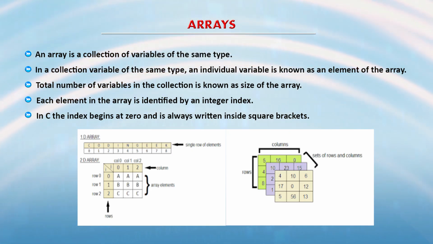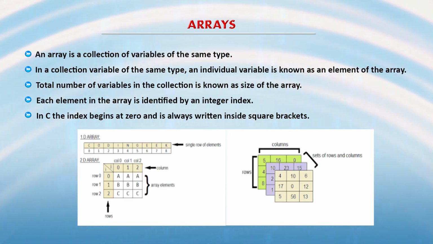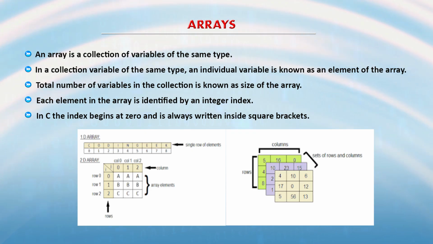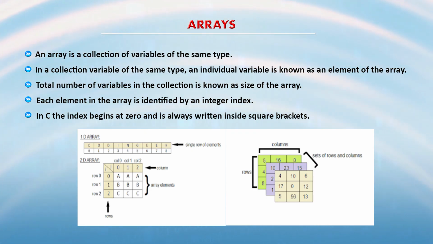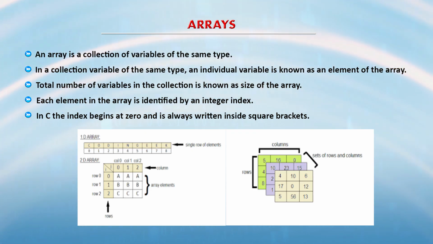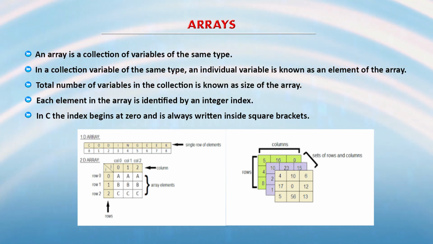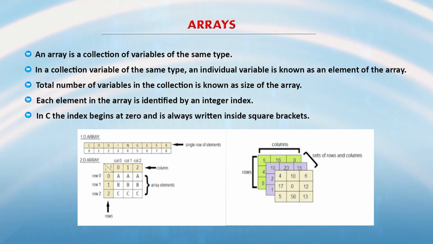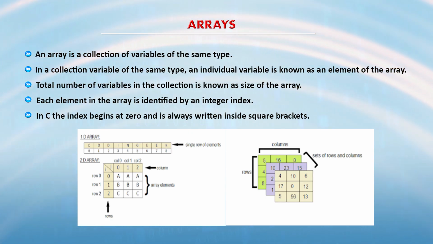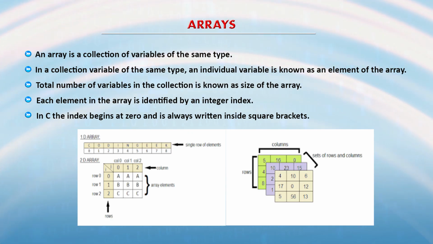A 1 dimensional array is represented as a list, and a 2 dimensional array is a matrix where we have rows and columns. We can have a 3 dimensional array, and these arrays are mapped with the coordinate axes or with matrices. We are not going into those details.